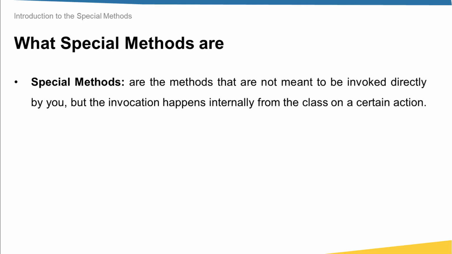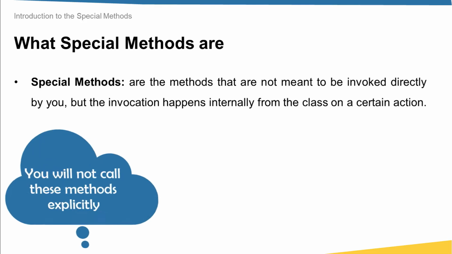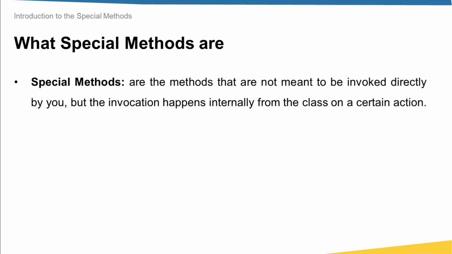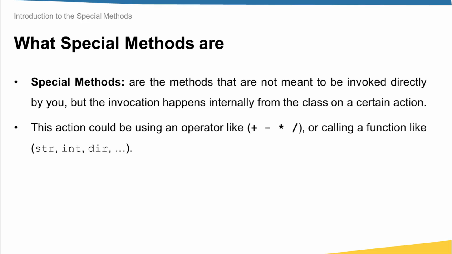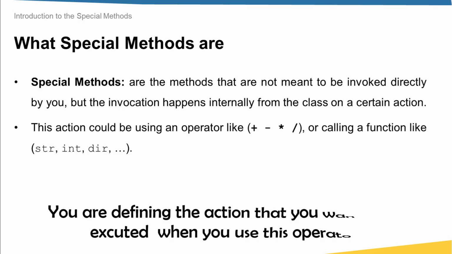So what are special methods? Simply, these are methods that aren't meant to be invoked directly by you, so you will not call these methods explicitly. However, the invocation of these methods happens internally and behind the scenes from the class when a certain action happens. What I mean by this, for example, is when you use a plus operator with two objects of your class, what is the behavior or the action that you want to be executed? Whether it's a plus operator or any other operator, for each one there is a method. And when you override, or actually redefine, this method, you are defining the action that you want to be executed when you use this operator.